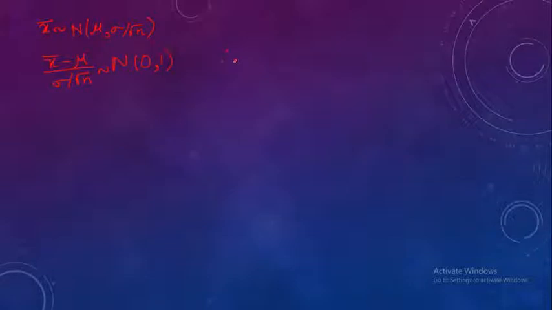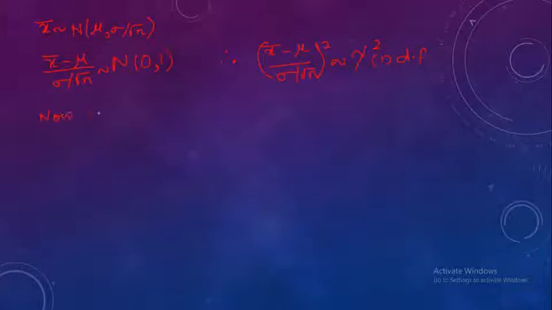Therefore you can also write this, x bar minus mu divided by sigma by root n the whole square, follows which distribution? A chi-square distribution with 1 degree of freedom. Right, now all these things should be kept in mind when we move on to the derivation part. Now we will move on to the derivation part.